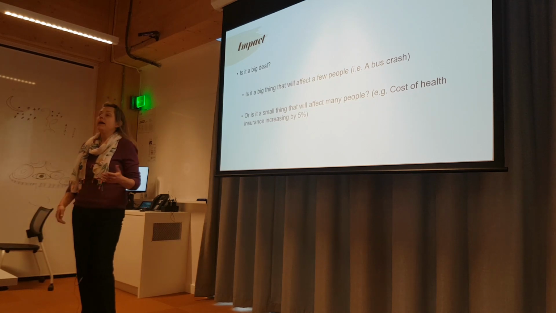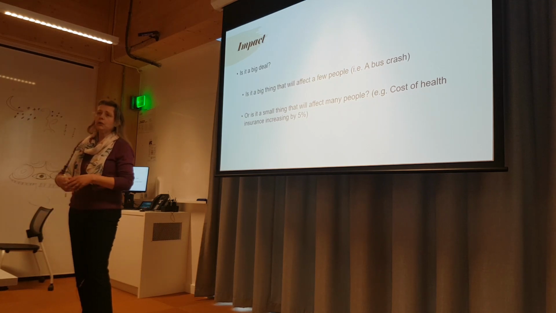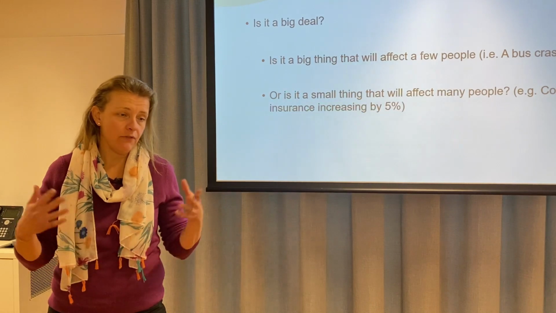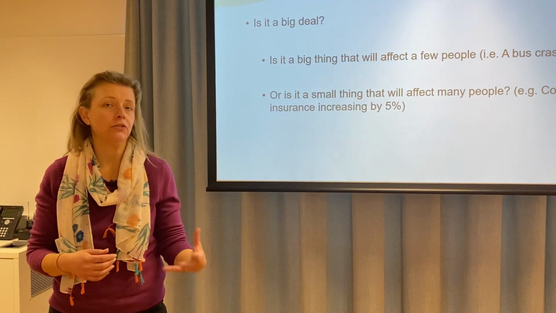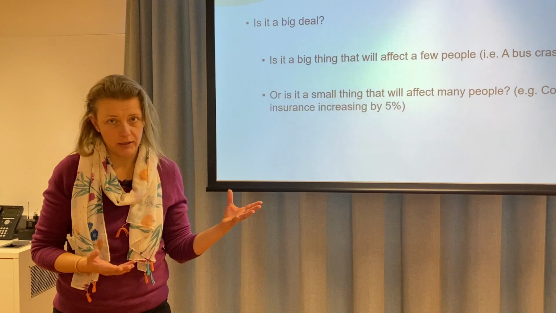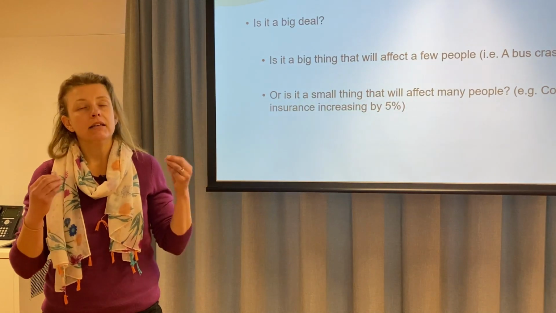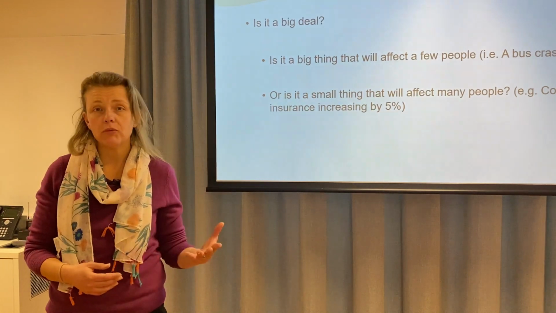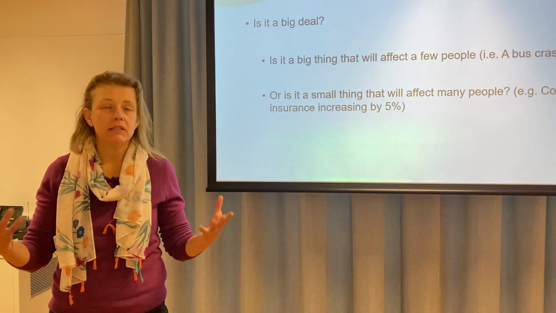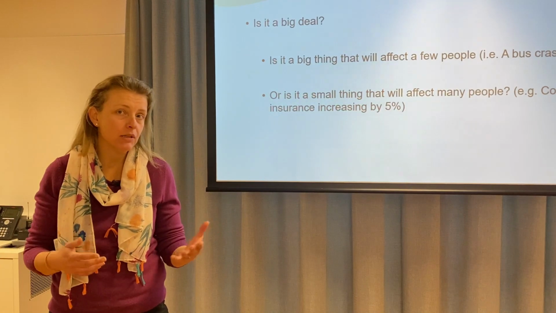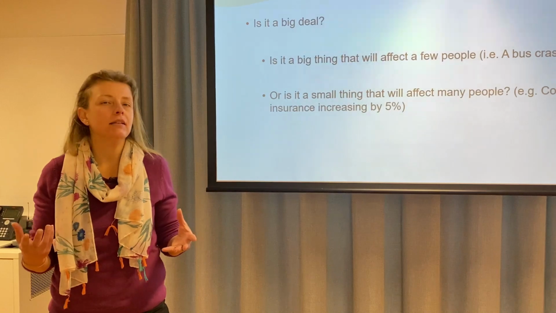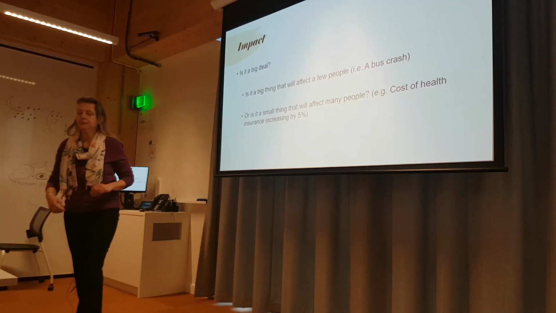First one is impact. Is it a big deal? Is it a big thing that's going to affect a few people? For example, that could be things like a very large bus crash or a plane crash or buildings exploding in Lebanon. Or is it a small thing which is going to affect a lot of people? That can be things like interest rate rises, the reduction or cancellation of job seeker payments, all of those kinds of things. So you want to start to think about how big a deal this is and who it is going to impact.